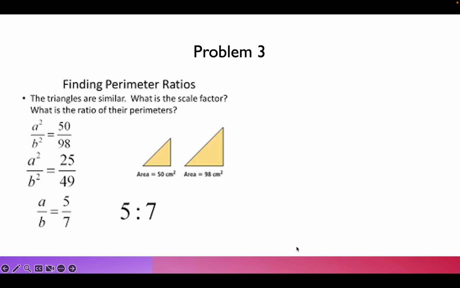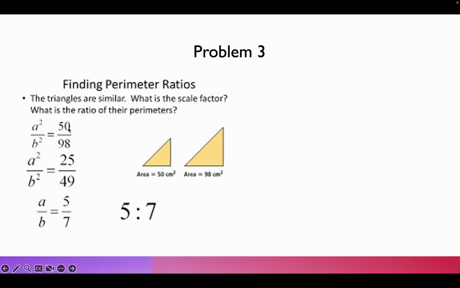Now check out this problem 3, finding perimeter ratios. The triangles here are similar. What is the scale factor? What is the ratio of their perimeters? All right, let's figure this out. If I have a squared over b squared, then that means that these are squared measures. So the area is 50 over 98.